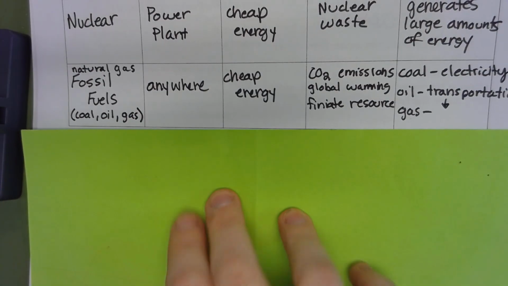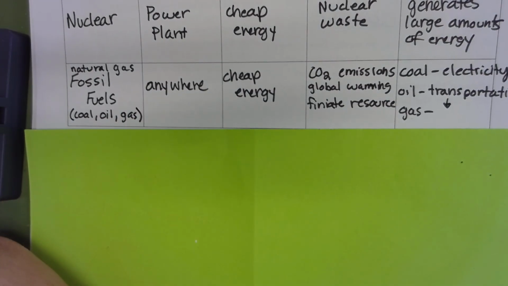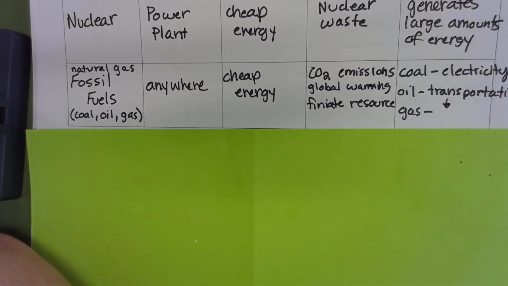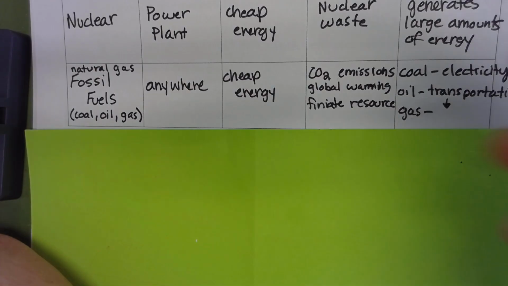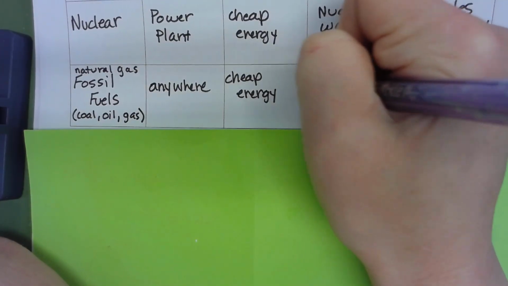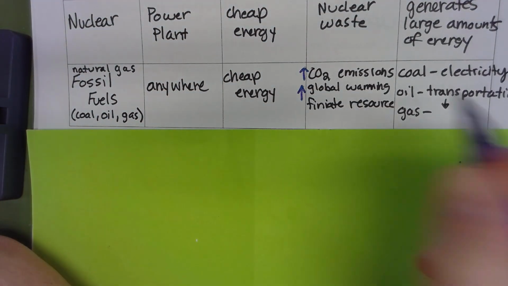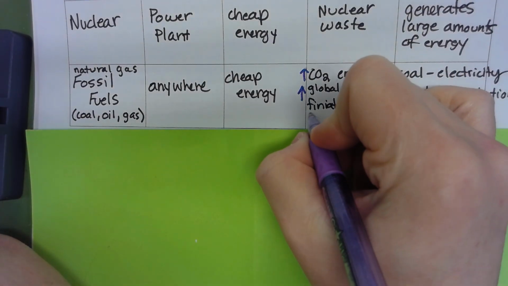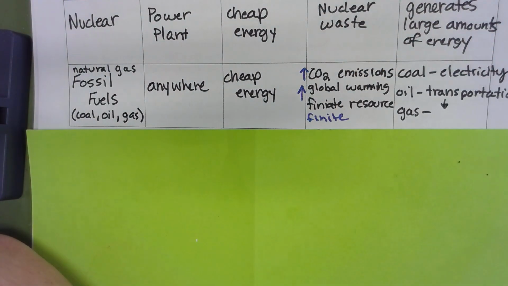All right, fossil fuels. These are things like coal, oil, gas. They get called natural gas, natural fuels. The problem with that is that it sounds safe, and it's really not. Where is it used? It's used absolutely anywhere and everywhere. It's very cheap because we already have all the infrastructure in place to make it. A disadvantage is that it increases CO2 emissions, which increases global warming. And there's only so much of it. It's finite.